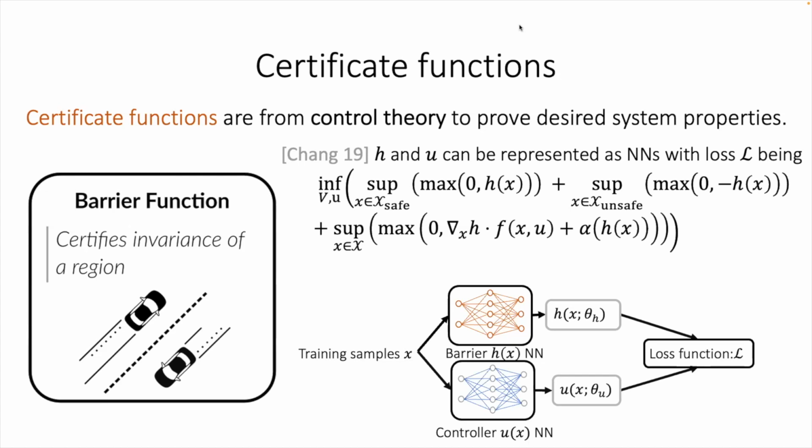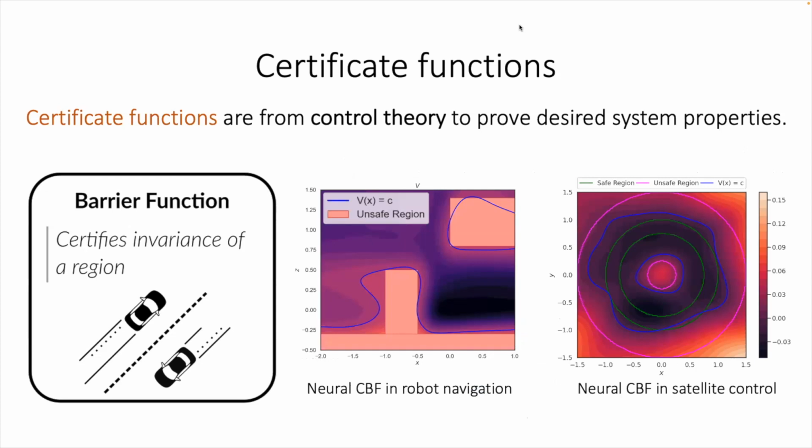That's how it works. And now let's see what it will look like. I have shown two cases. The first one is a LiDAR-based robot navigation, where the robot, actually a drone, has to go to this dark region while avoiding all these pink obstacles. And the right-hand side here is a satellite in the middle, and another satellite is trying to orbit around it.